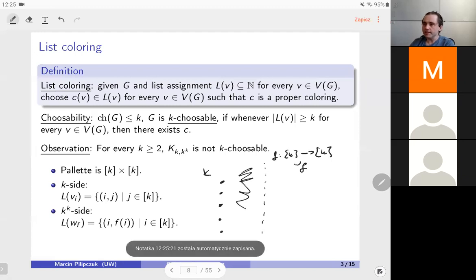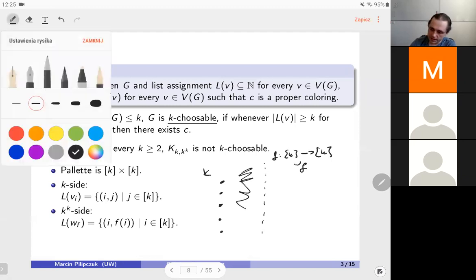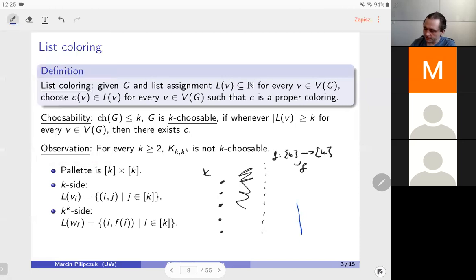And the trick is within the lists. So let's change the color to blue, and let's think of the palette of colors as a k by k grid. So the palette is k by k. And every vertex here, v_i, gets just the i-th row as his list. So this is v1's list, this is v2's list, etc. So the list of a vertex on the left is just a row in this k by k grid.